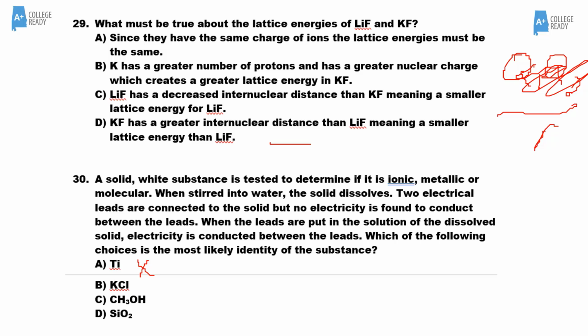So we want something that's an electrolyte. We want something that when you add it to water dissolves into ions. The only one of those that's possible there is KCl. So KCl is the answer.